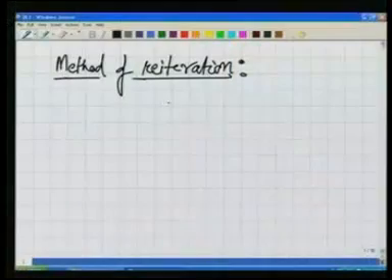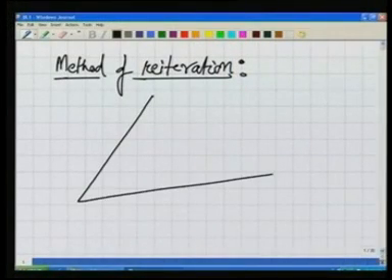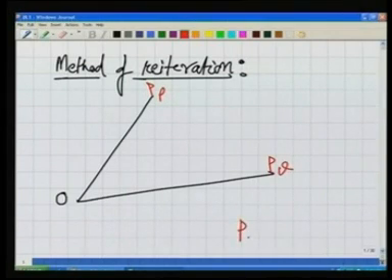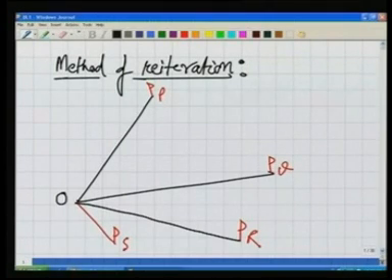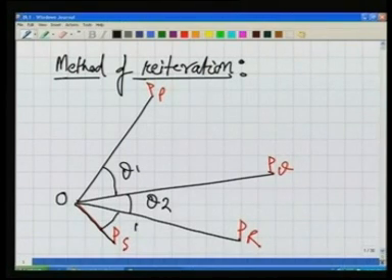Okay, in the method of reiteration, what we do, if for example there is a point O where the observer is, we have some ranging rods, for example one here at P, at Q, at R and at S. So we are interested in measuring the angles between all these points, the angles theta 1, theta 2 and theta 3. We are interested in measuring these angles.